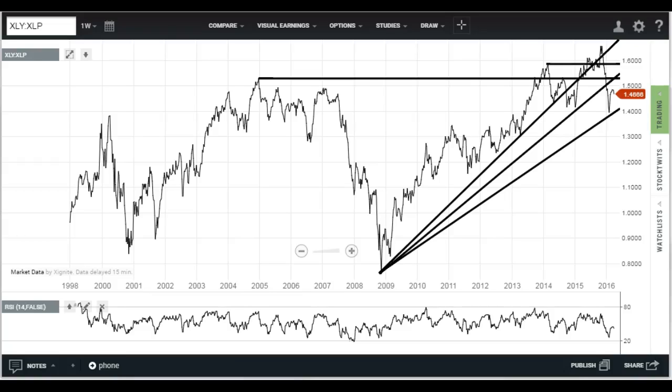Today is Wednesday, April 6th. Today I want to take a look at the ratio between the consumer discretionary sector and the consumer staples sector.